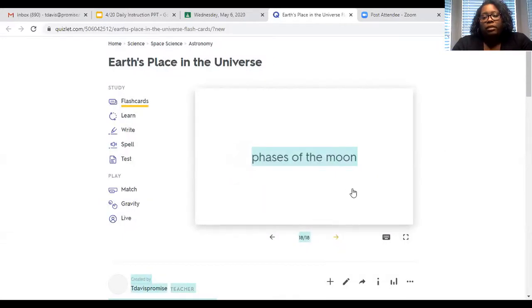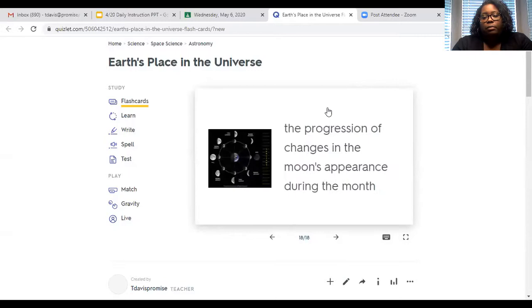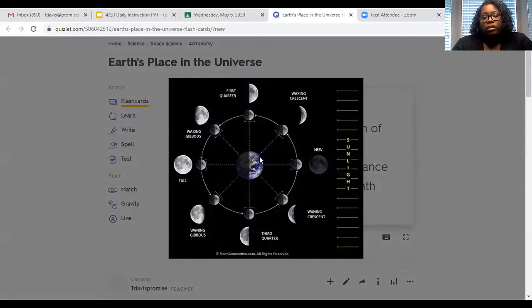And then finally, the phases of our satellite, the moon. This is the progression of changes in the moon's appearance during the month. And so this is the sunlight. It takes the moon 29.5 days to make a full revolution around the Earth. And as it revolves around the Earth, we see different amounts of sunlight being reflected off of it. And so this is where we get our phases of the moon.